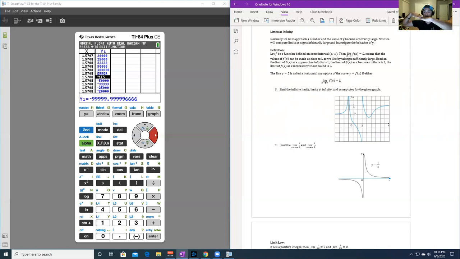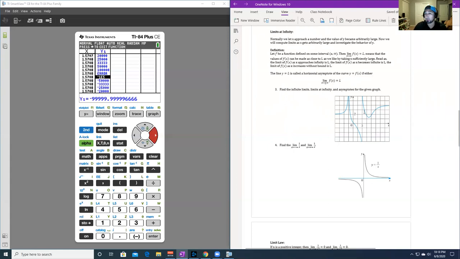So as x is getting larger and larger towards infinity, y is starting to approach some number L, right? Y is getting closer and closer and closer to this number, meaning there has to be a horizontal asymptote there. So next is the line y equals L is called a horizontal asymptote of the curve y equals f of x if either the limit as x approaches positive or negative infinity equals L. So x can approach positive infinity or x can approach negative infinity. Either way, it'll tell us where we have a horizontal asymptote.